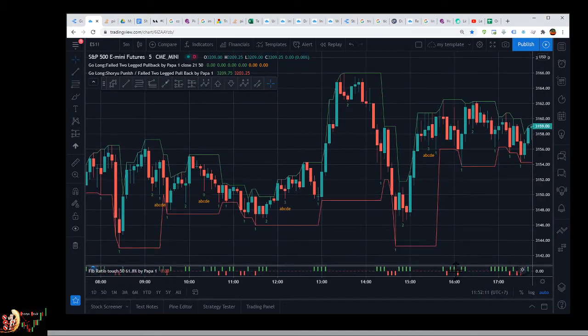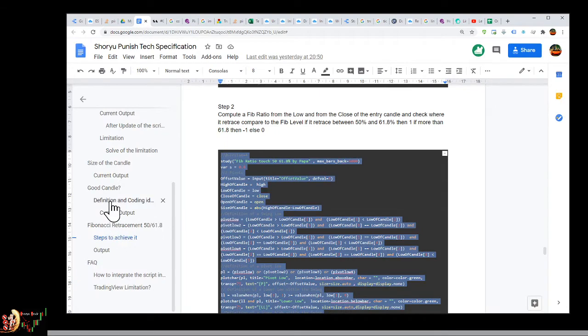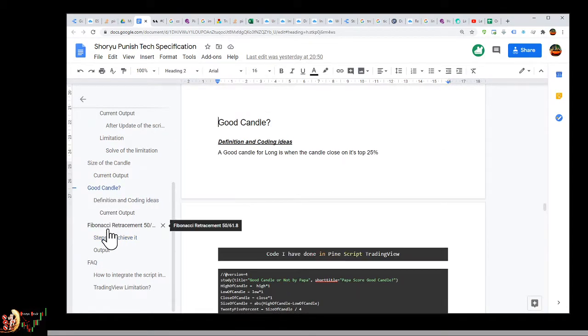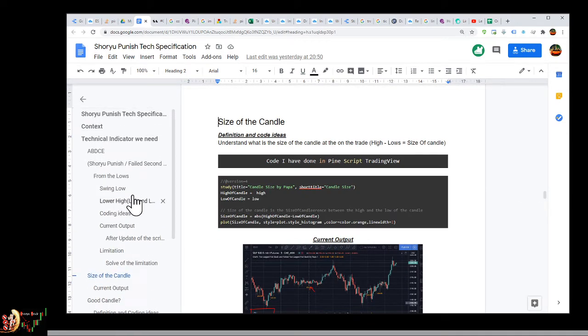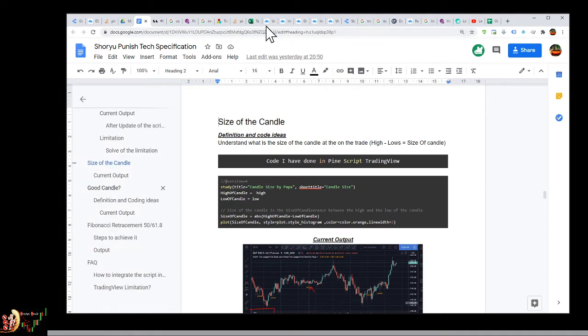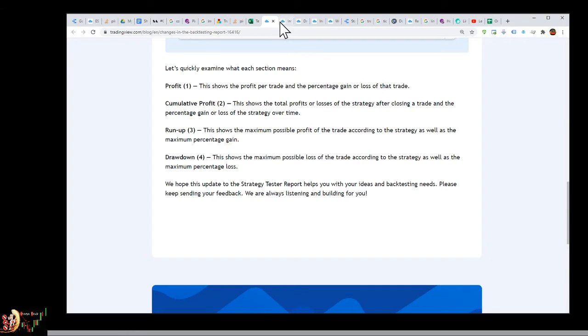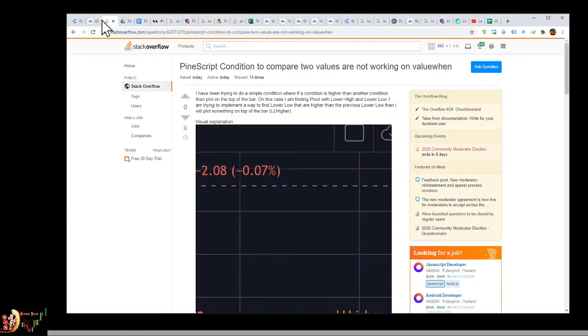Okay, so so far I have ABCDE move, Fib level, and whether it's a good candlestick or not. I have also done the good candle, fib, size of the candle, and that's pretty much it. So I think we're missing maybe if it's with the trend.